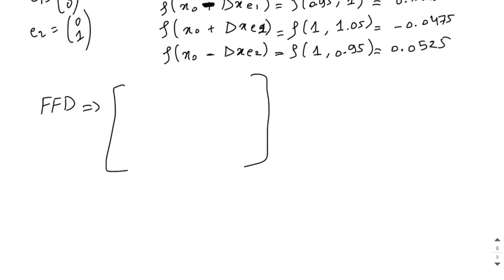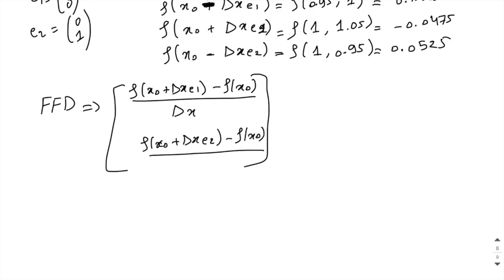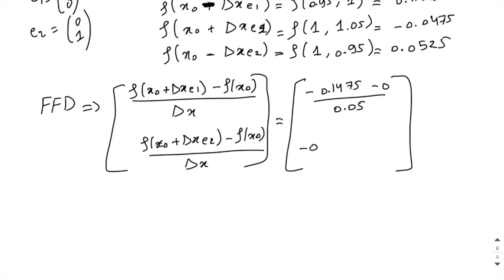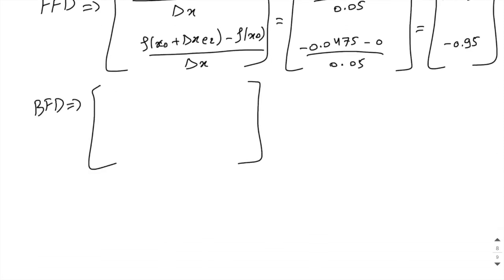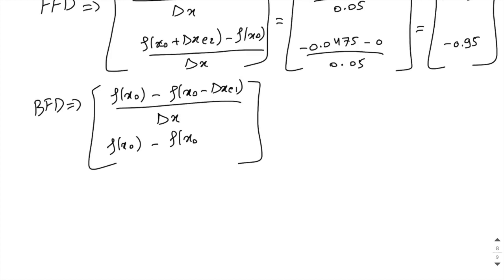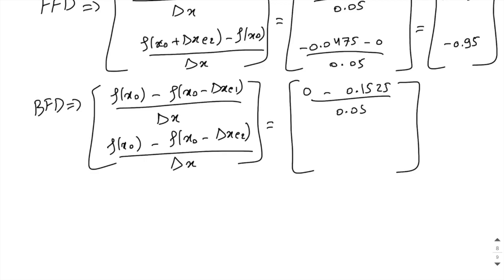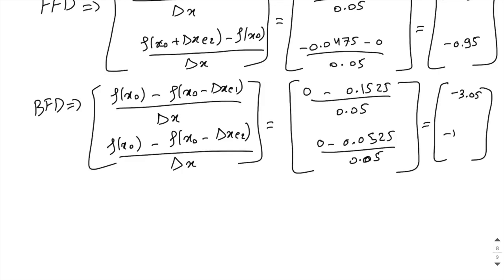So to find the FFD. So FFD is the difference in the forward direction in the direction of x1 and x2 over delta x. I am copying only the numerical values, and we will get this value of the gradient, which is a little bit far from the analytical solution. For the BFD in the backward direction, we also do the same thing, and we calculate everything here, and we will get these values. So it is -3 and -1.05.